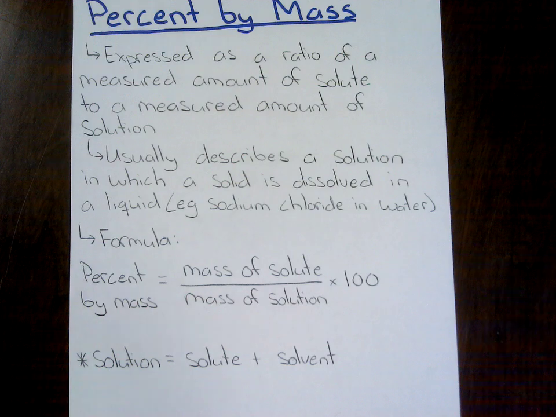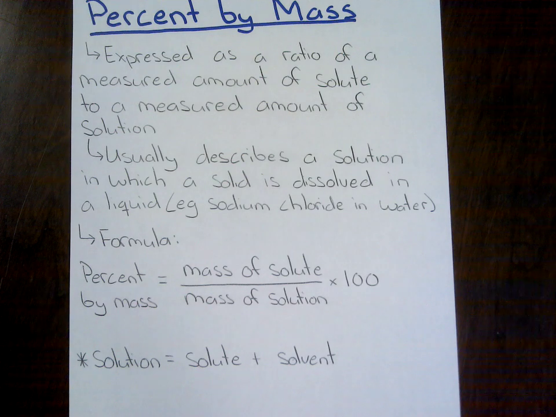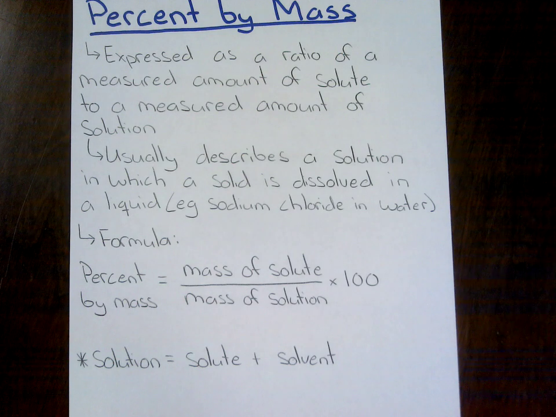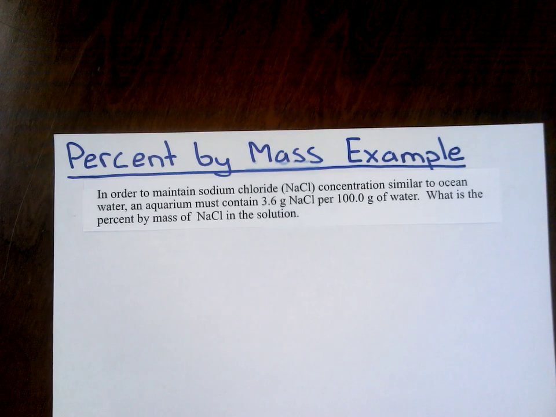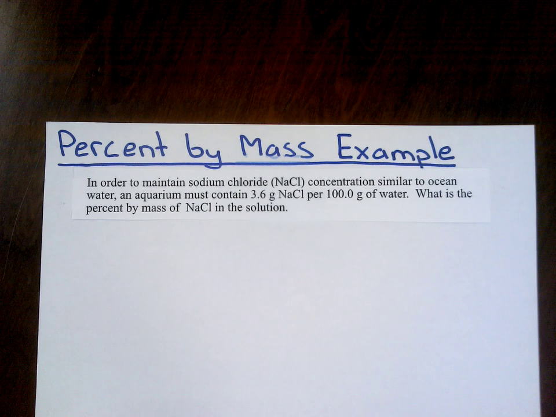So let's go ahead and try an example where we use the percent by mass formula. Our problem says, in order to maintain sodium chloride concentrations similar to ocean water, an aquarium must contain 3.6 grams of NaCl, or sodium chloride, per 100 grams of water. What is the percent by mass of NaCl in the solution?